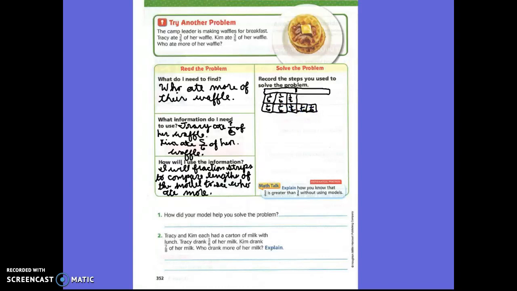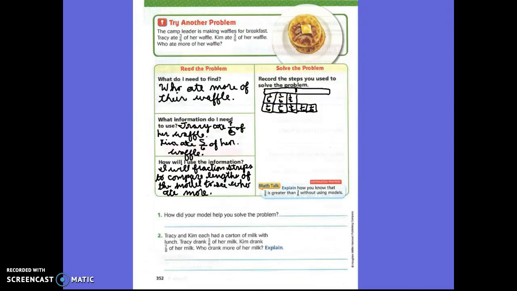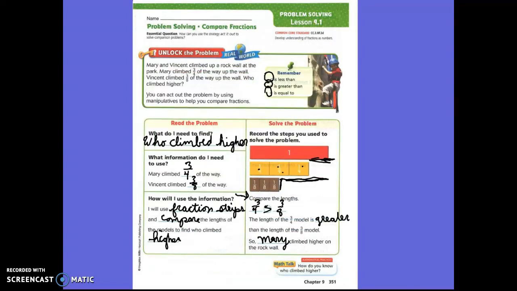So looking at our previous page, the first part of solving the problem is comparing the lengths. So what are my 2 lengths? I have 3/6 and 5/6. Which one is greater? 3/6 or 5/6? 5/6. So we make the alligator eat the bigger fraction. Then going back, we're going to write the length of the 5/6 model.